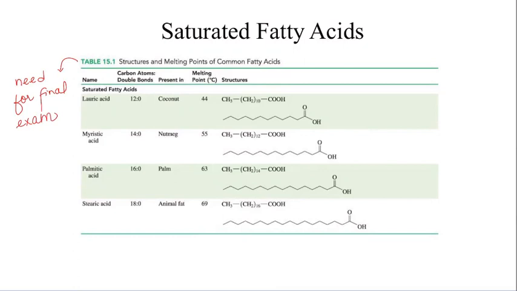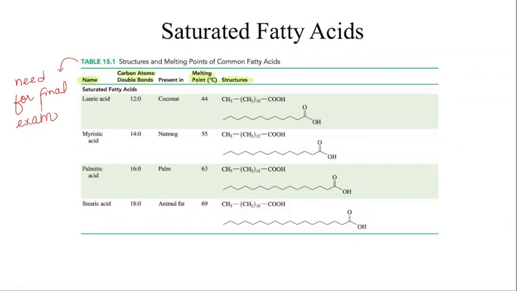The information that is crucial for the final exam from this table is everything except where we have these fatty acids, okay? So you should have this table handy because you will be asked questions based on the name, carbon atoms and double bonds, melting point, and structure for your different fatty acids.